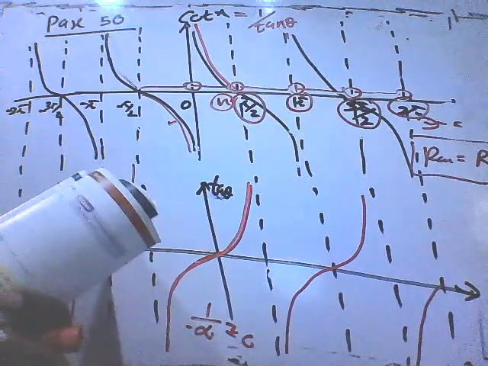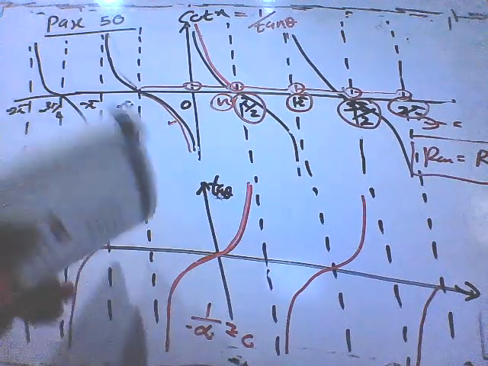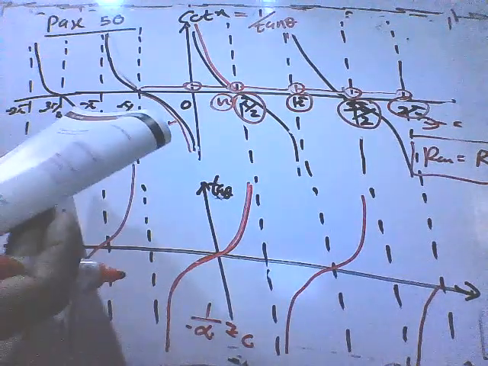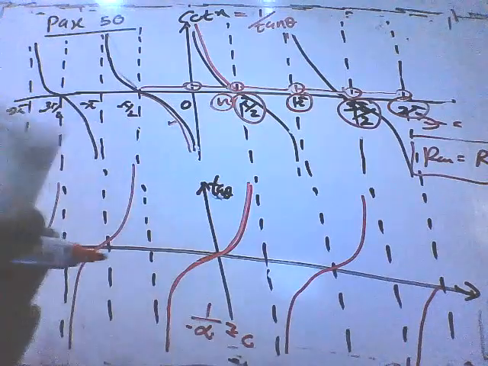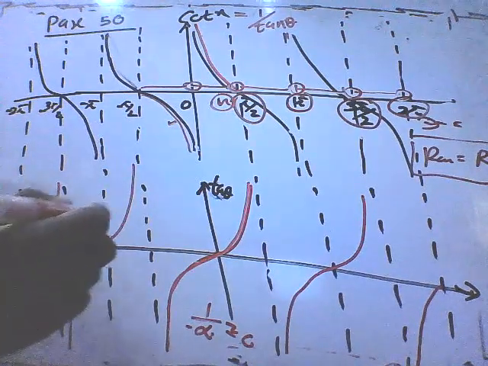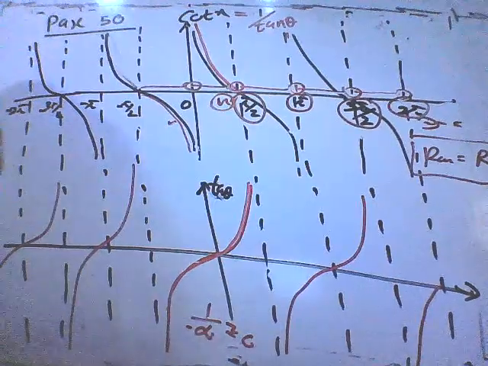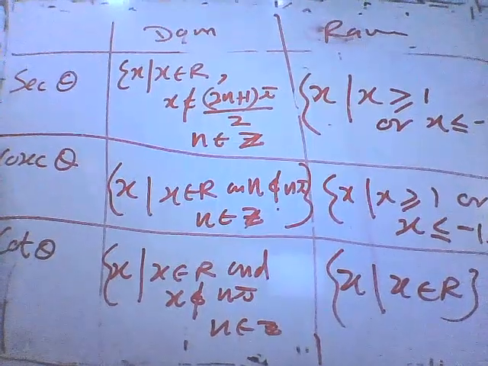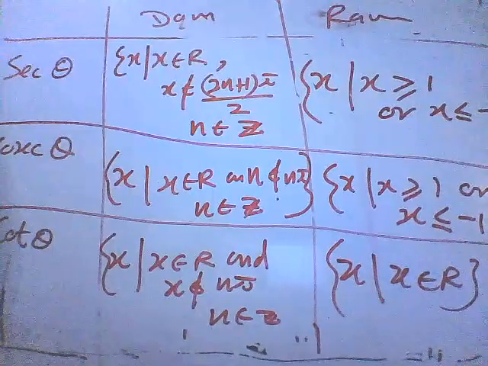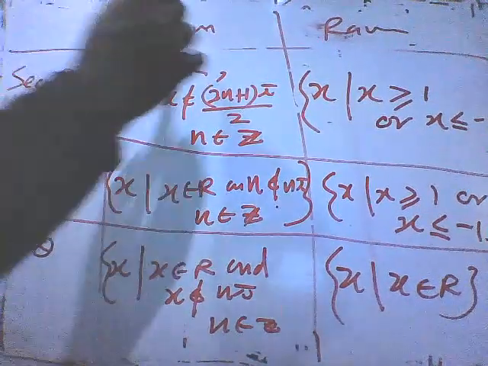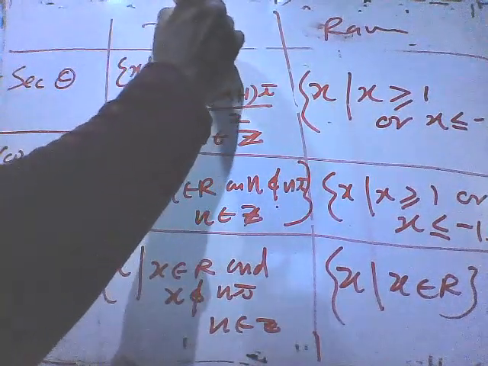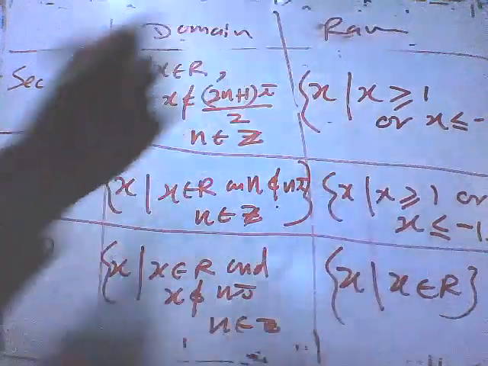Now I will put a summary for all three graphs, the domains and the ranges, and then we'll see to do the example, right? Okay. Right, so finally domain and range we will discuss.